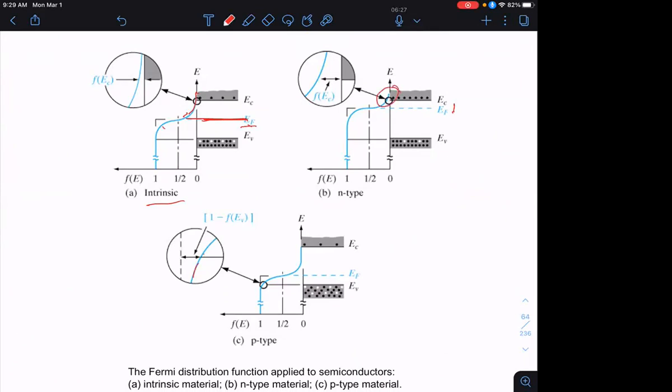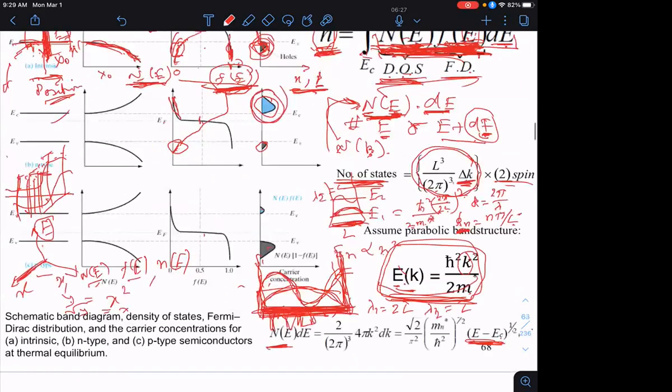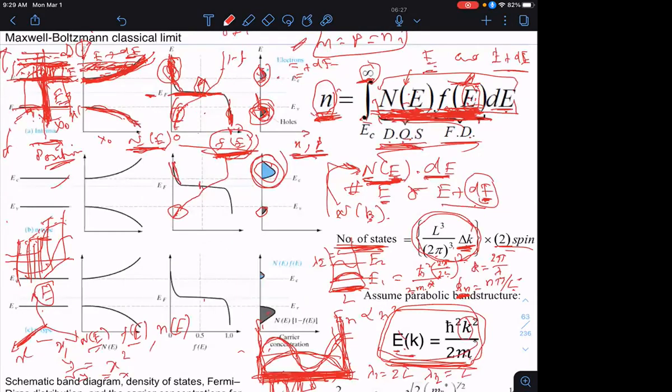This F of E term becomes much larger compared to the intrinsic case, but then there's a corresponding decrease of the 1 minus F of E term. Conversely, for P-type, 1 minus F of E goes up at the expense of the F of E term in the conduction band. Okay, so that's the third row over here corresponding to the P-type semiconductors.